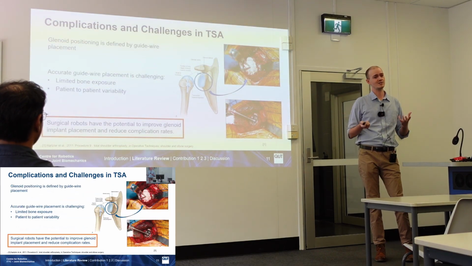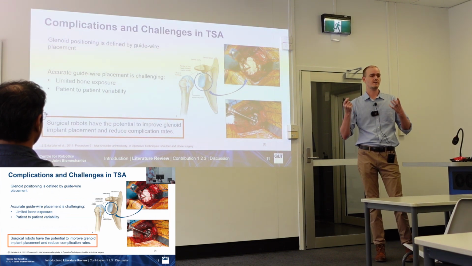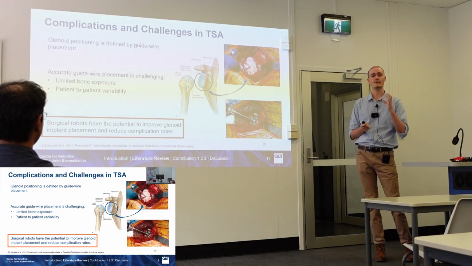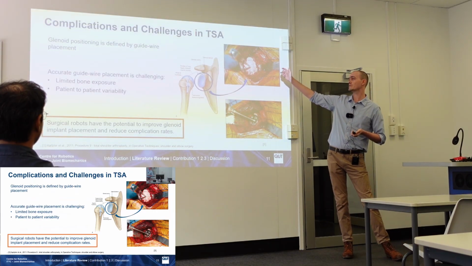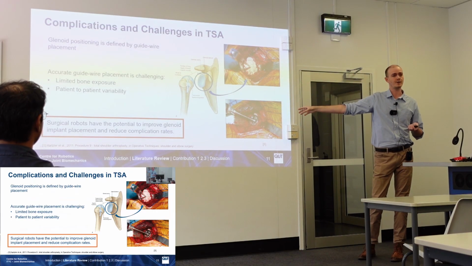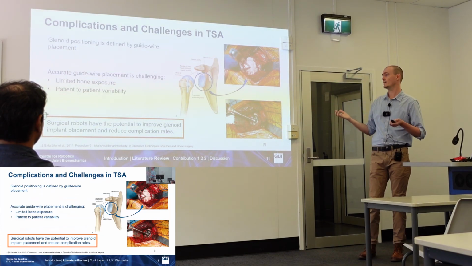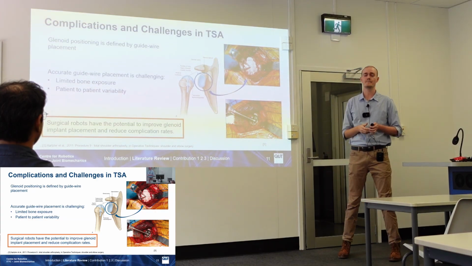So glenoid positioning during this surgery is challenging. During this procedure, the final position and orientation of this implant is defined by the surgeon when they place a guide wire into the glenoid bone, which is what we can see here in this top image. The tools that then prepare the bone for the implant slide over the top of this guide wire or are placed with reference to it, which is what we can see here. This is a hollow reamer that slides over the top of the guide wire.